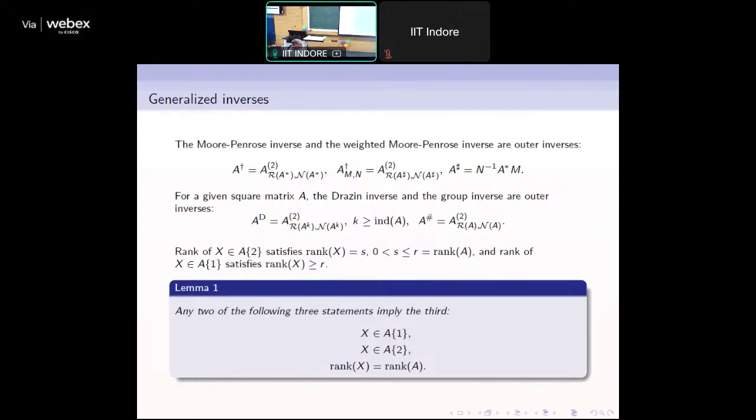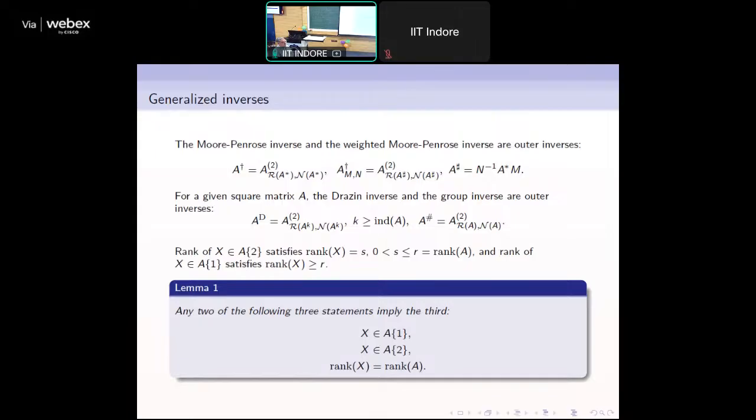So what are the main differences between Drazin, generalized Drazin and weighted Drazin inverses? Here we will not investigate the generalized Drazin inverse. We will consider the Drazin and Moore-Penrose inverse.